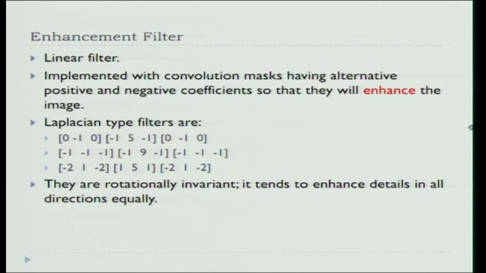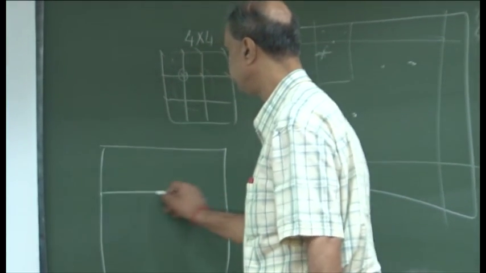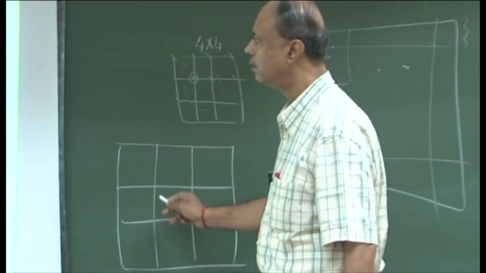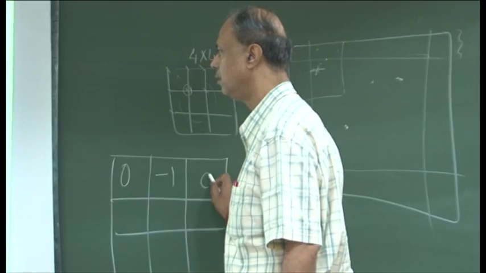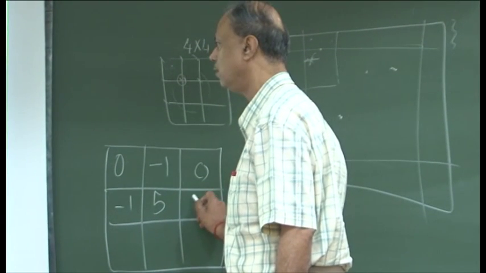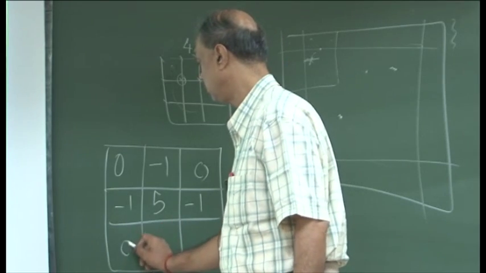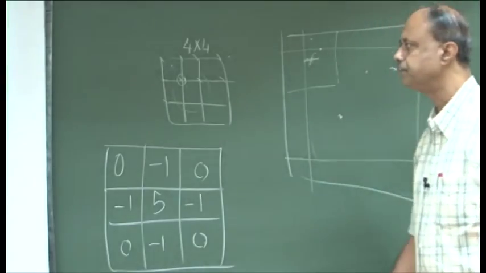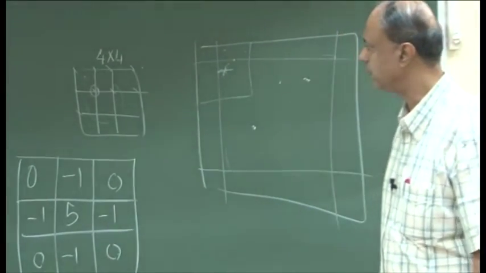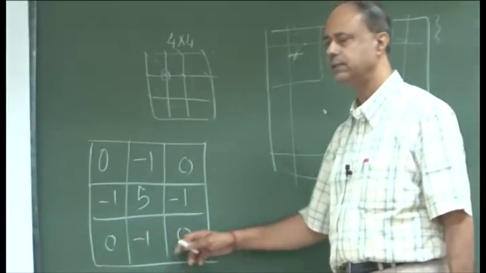Then I told you that there is another filter which is known as the enhancement filter. This enhancement filter will enhance the image, basically sharpen the edges. Wherever there is an edge, you want to give more importance. This is a Laplacian type of filter, and this filter is 3 cross 3. This is one filter: 0, minus 1, 0, minus 1, 5, minus 1, 0, minus 1, 0.